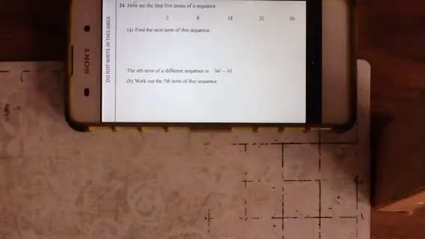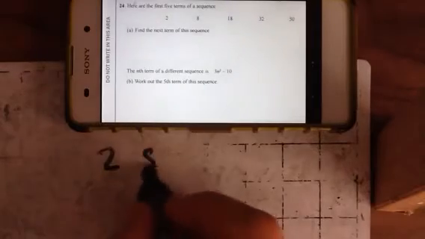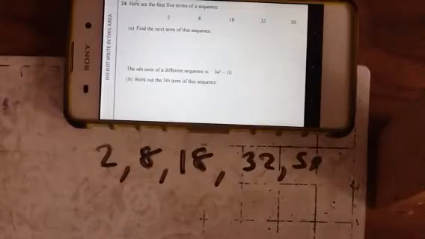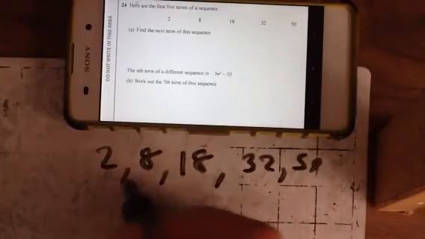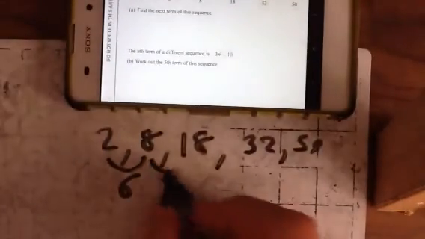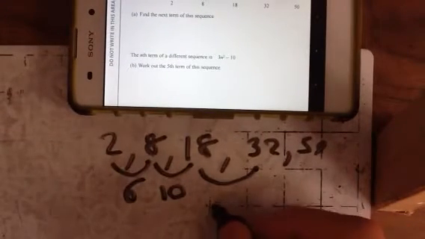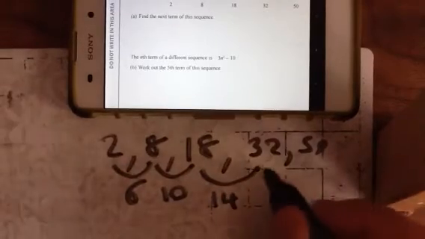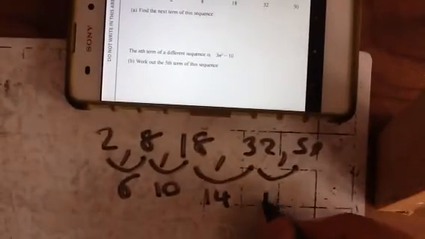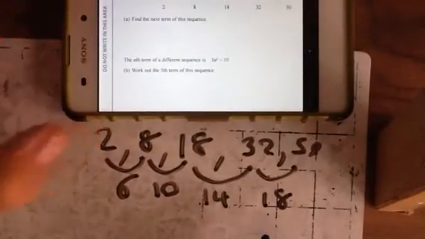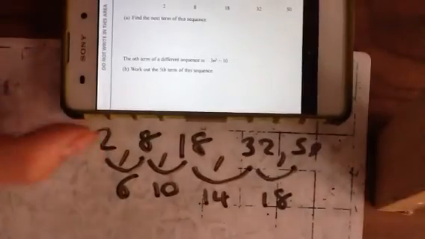Here are the first 5 terms of a sequence: 2, 8, 18, 32, 50. Find the next term in the sequence. Every time, work out your first level difference. The difference between 2 and 8 is 6, 8 and 18 is 10, 18 and 32 is 14, and 32 and 50 is 18. Now, you might think this is a bit different, because normally these are all the same. These are not the same, which shows it's a quadratic sequence.